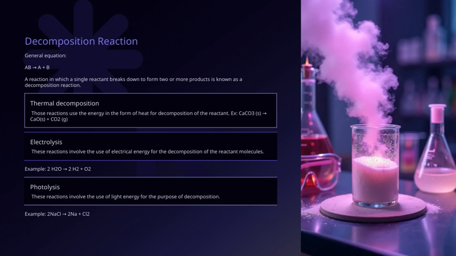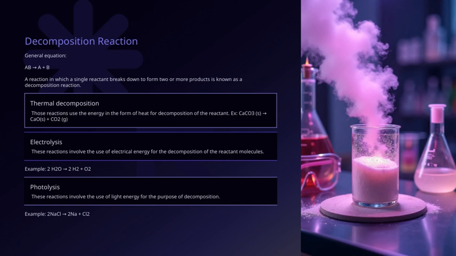2NaCl transforming into 2Na and Cl2. This is a classic example where light energy is used to break down a compound, and we call this process photolysis. It's important because it shows how energy sources like light can facilitate chemical changes.